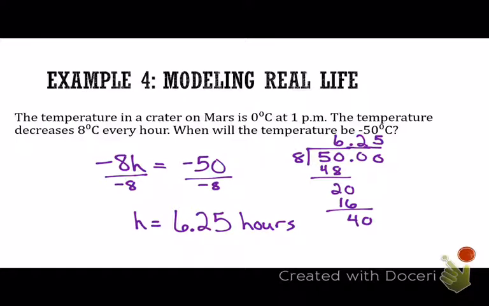I need to figure out what time this means it's going to be. Remember, the starting time was 1 p.m. So at what time is it going to be negative 50? Okay, so 6 hours later, it's what time? 7 p.m. But 0.25 is what part of a whole? It's a quarter. So look at the clock.